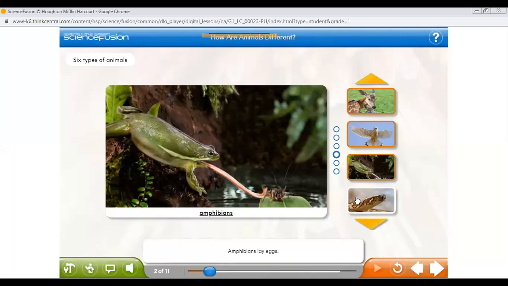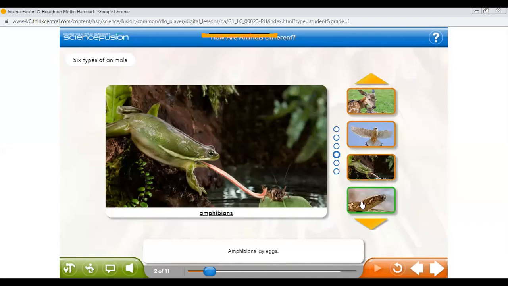So again, I will revise. What does the fish have? They have a scale body. And what about the mammal? They have a fur body. The bird has feathers and wings. And the amphibians, their body is wet. So these are the different animals, how they are categorized or how they are different from each other.